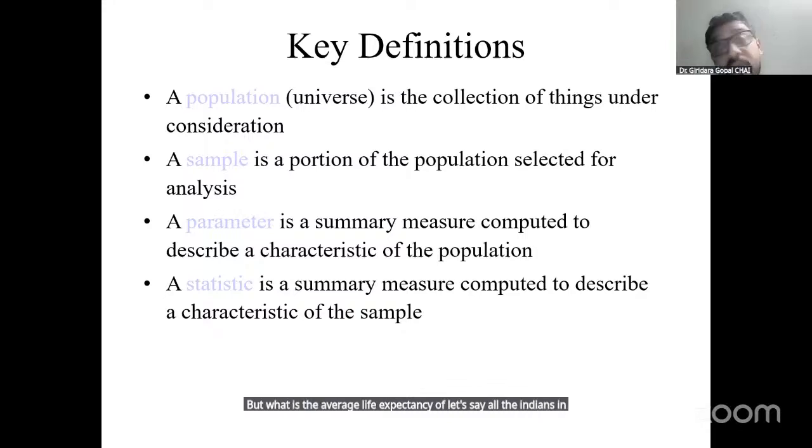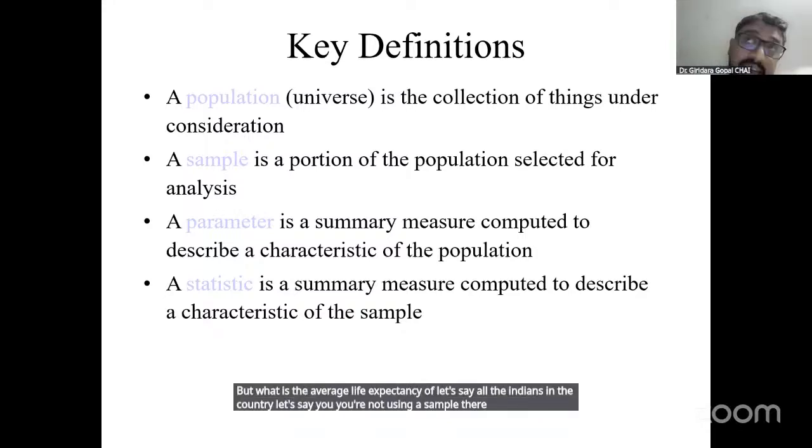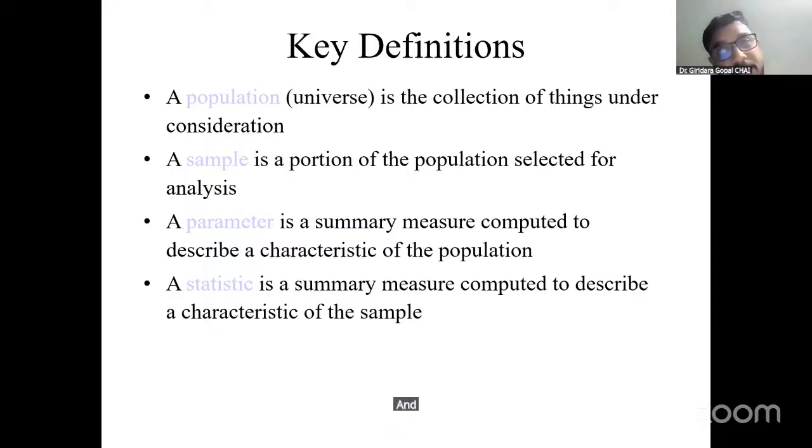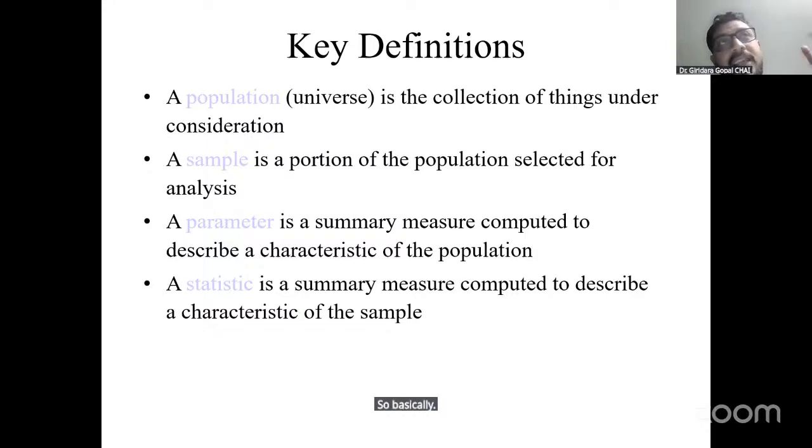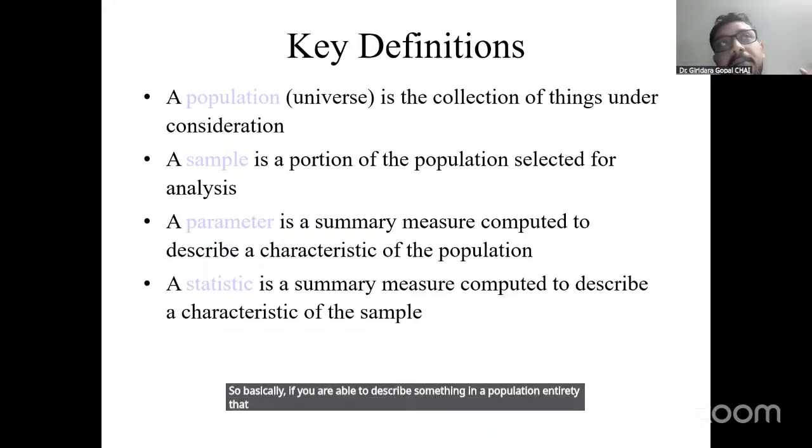Let's say you're not using a sample there. You have the entire database of Indians in Aadhaar card, right from their date of birth, right till their date of death. And from there, if you're able to calculate the life expectancy, that becomes a parameter. So basically, if you are able to describe something in a population entirety, that is a parameter. So be very careful when you use statistic and parameters.